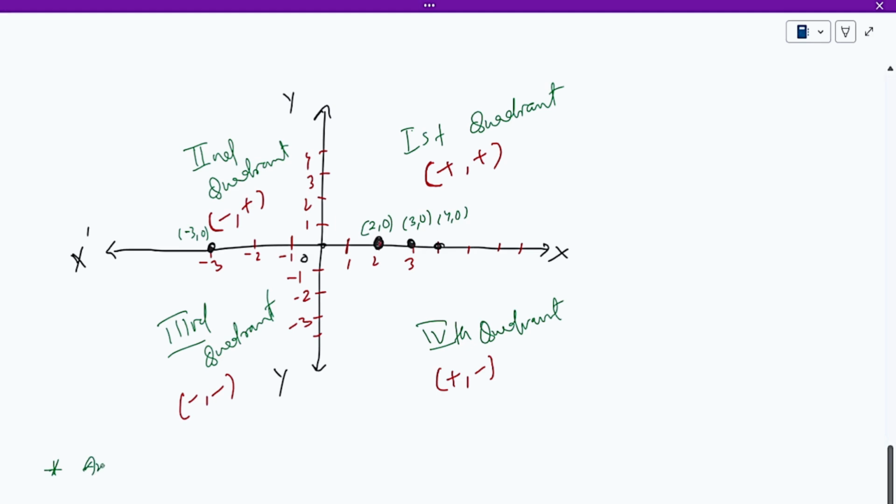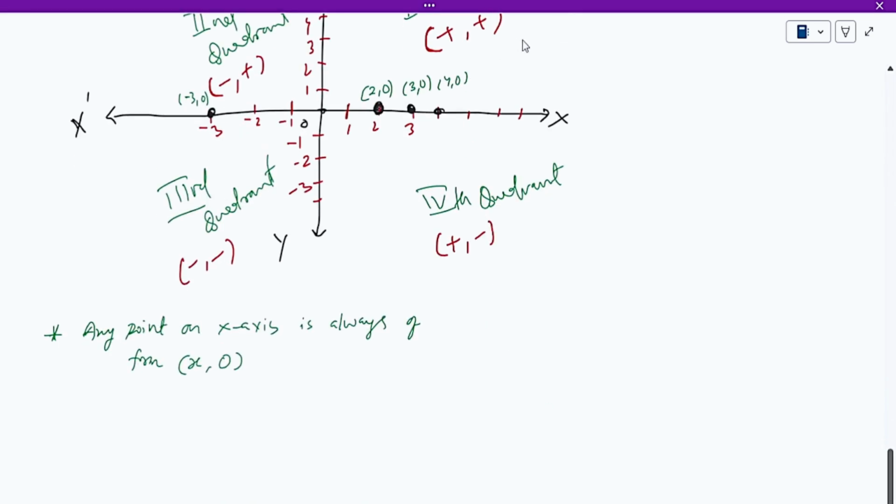So any point on the x-axis is always of the form: any number as the x component, but the y component always 0. X comma 0. Or you can say one more thing: the ordinate equals 0, or y is equal to 0, right?